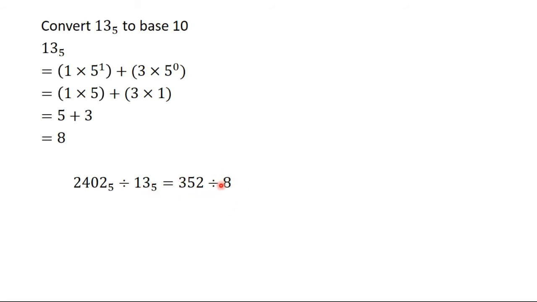So we can divide this here. Remember, this division is done in base 10, so it's pretty easy. So 352 divided by 8 is 44. You can do this on a calculator since it's already in base 10. So you just punch 352 divided by 8. So it means that we now have our answer in base 10. 2402 base 5 divided by 13 base 5, we have it in base 10 to be 44.